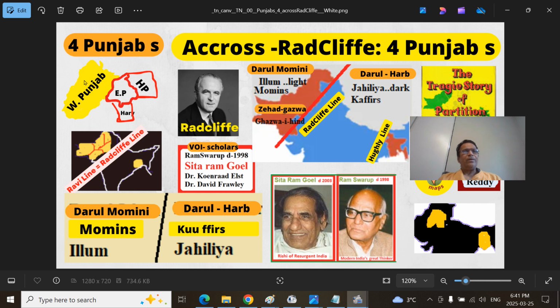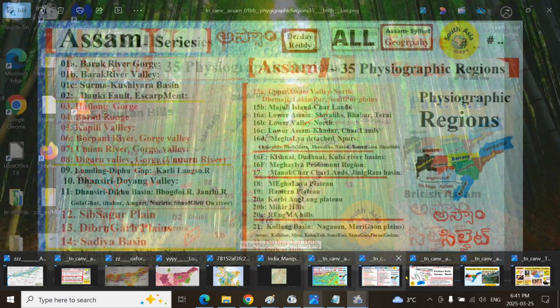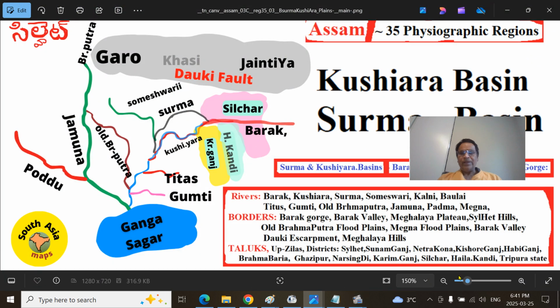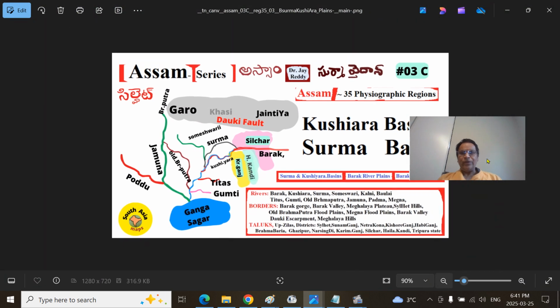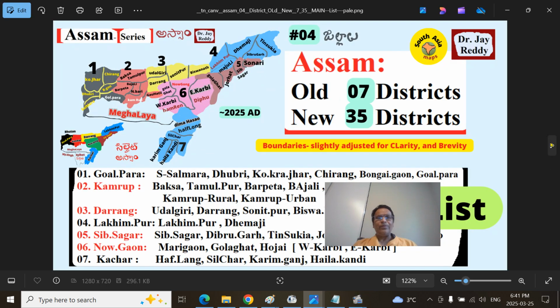And I have covered this extensively in the Punjab series. Interested audience can look at that. That's what I talked about today. That is the Kushiyara physiographic region and basin. The next part, in Assam, we'll talk about.